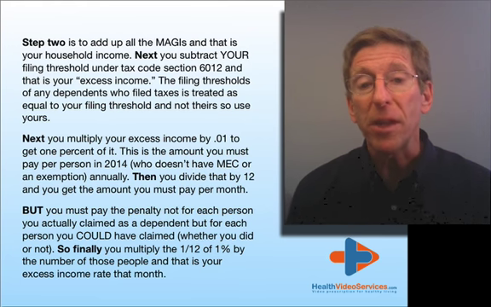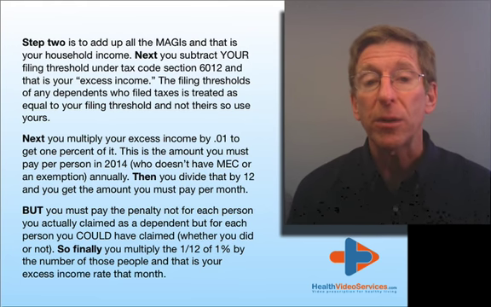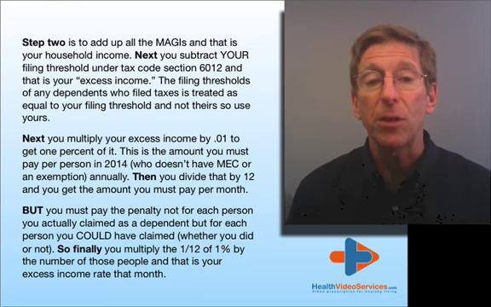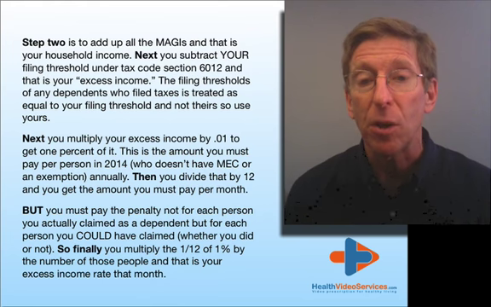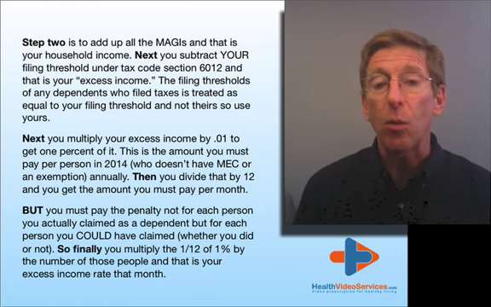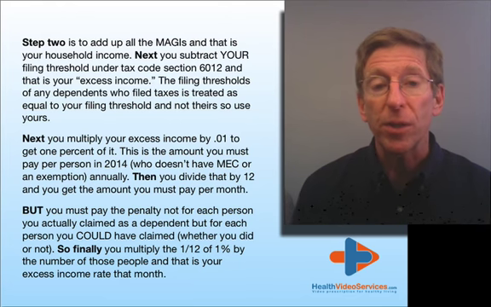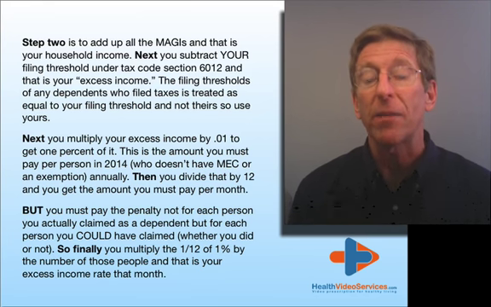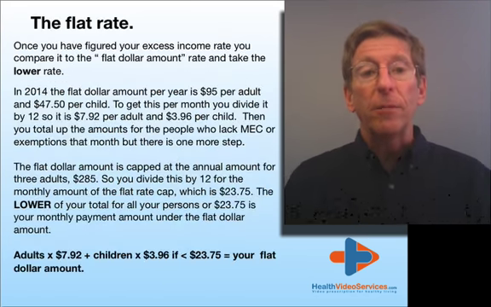But you must pay the penalty not for each person you actually claimed as a dependent, but for each person you could have claimed, whether you did so or not. Finally, you multiply the 1/12 of 1% by the number of those people, and that is your excess income rate that month. The flat rate.